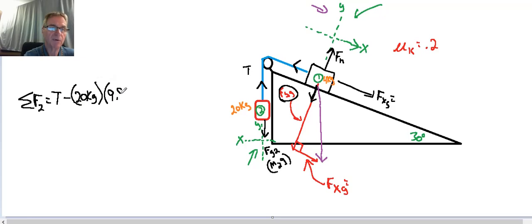times 9.8 meters per second squared. Oh, I left the meters per second squared off. So forgive me, please, for that. It's going to equal the mass of block 2, which is 20 kilograms, times the acceleration of block 2.